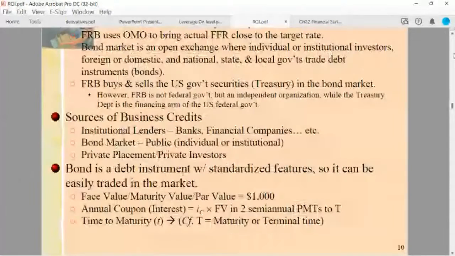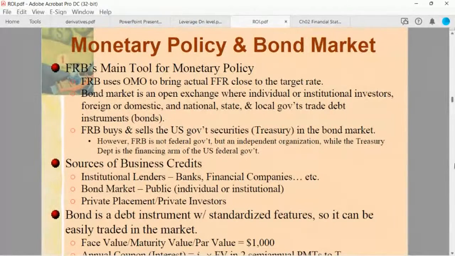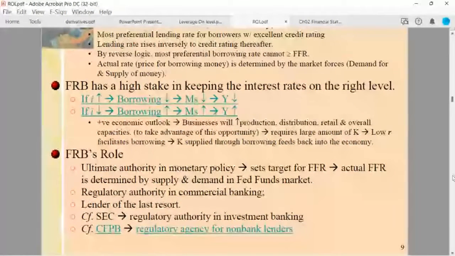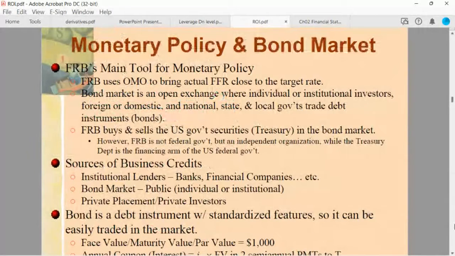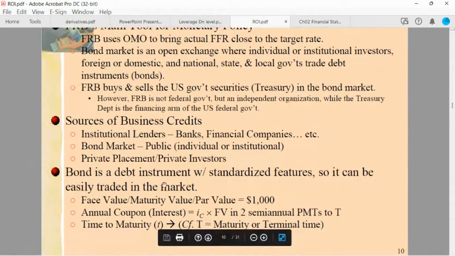And to understand open market operation, we need to understand what a bond is, first of all. So a bond is basically a debt instrument, right? That means a bond is a borrowing with standardized features, so it can be easily traded in the market. One of the very distinct features is that bonds all have $1,000 face value. So if you buy one bond, that means you are lending $1,000 to the company that sold the bond.